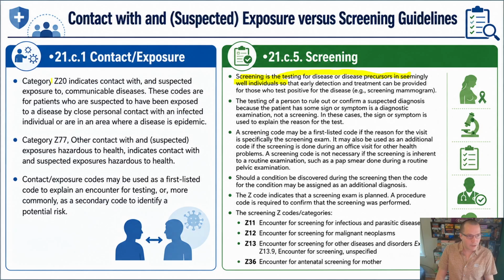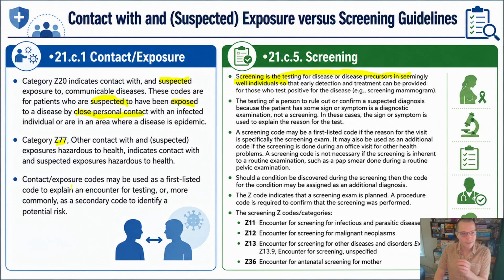Well, contact and exposure is what we're going to use in these cases because the guideline reads category Z20 indicates contact with and suspected exposure to communicable diseases. We're going to use that suspected word pretty heavily in these circumstances. These codes are for patients who are suspected to have been exposed to a disease by close personal contact with an infected individual. Then there's also category Z77, that's a part of these same guidelines, where it's other contact with and suspected exposures hazardous to health.